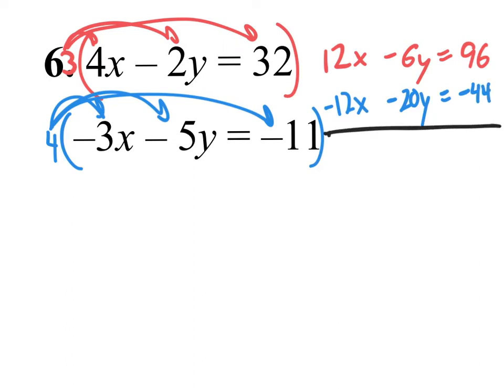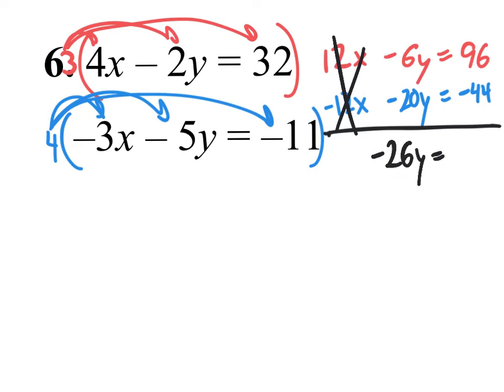So what I've done is I've modified both equations to be able to get the x's to eliminate. So I need to eliminate these x's. Let's combine these lines, right? Combine the red line with the blue line and watch those x's eliminate. The x's really do eliminate because a positive 12 and a negative 12 cancel out. There's no more x's. Negative 6 and negative 20, that's a negative 26y.